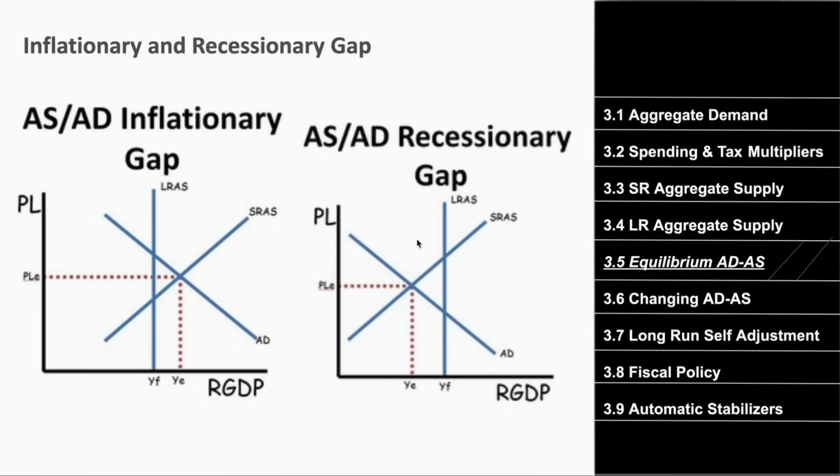Recessionary gap, remember, that's when the economy is not really growing that well. There's not a lot of job opportunities. Economic growth is really slow. Because of that, demand is really low. So just remember, for an inflationary gap, AD and short-run aggregate supply are to the right; for a recessionary gap, it's to the left. Just remember how to graph these.